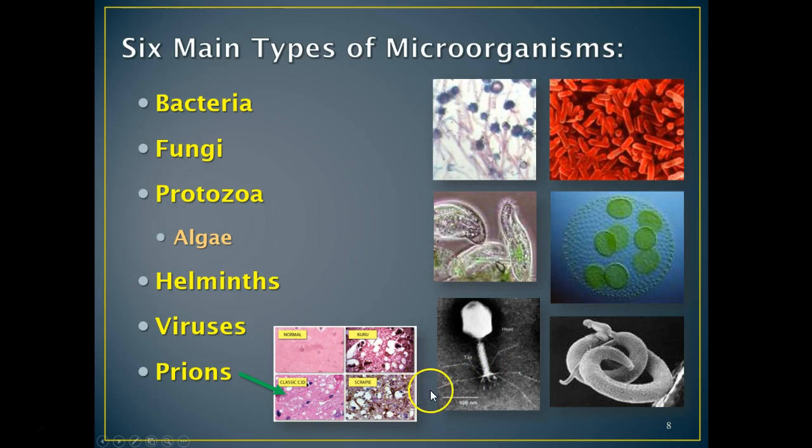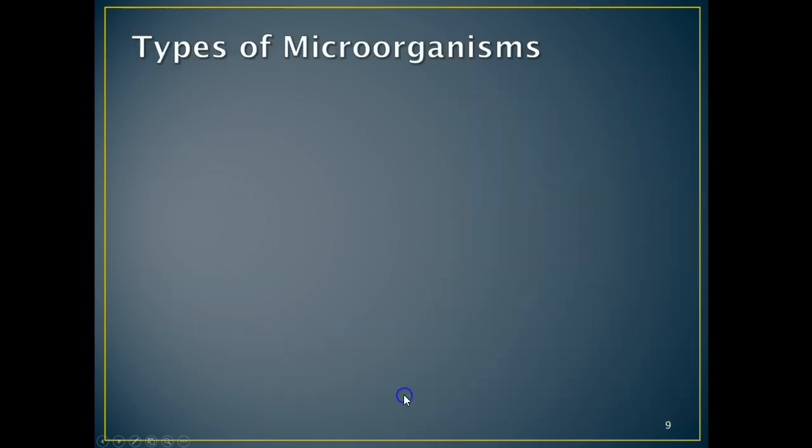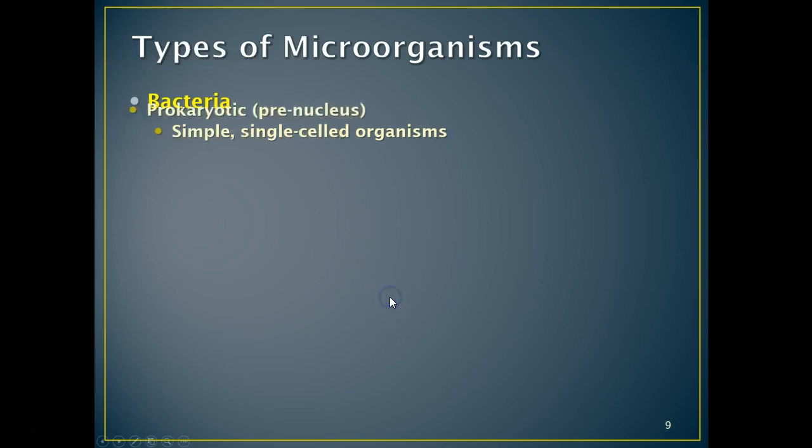The prion diseases, we don't see too many of them. You've heard of mad cow disease. CJD, which is Creutzfeldt-Jakob disease, is the human version of that. So with the bacteria, some of the characteristics of them are they're going to be simple. They're going to be single-celled organisms. We talked about that in the first video. These are the prokaryotic organisms.